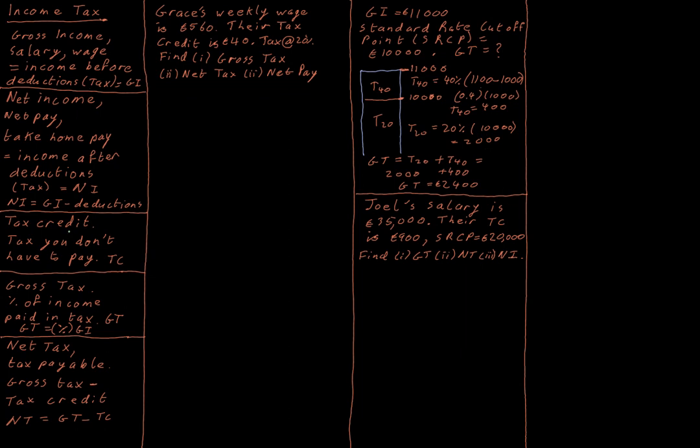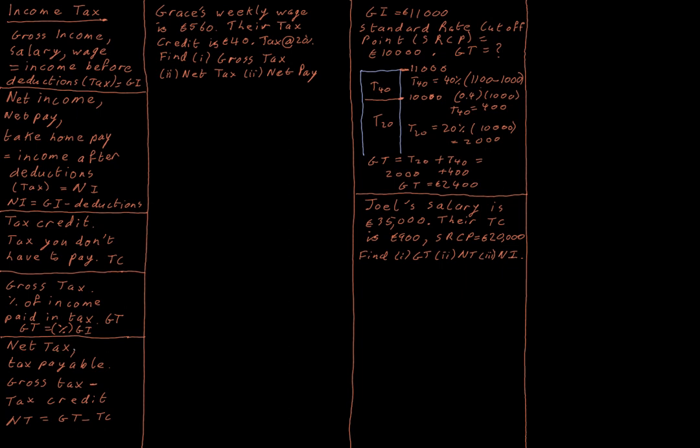Tax credit is part of calculating the deductions. It's tax that we figure out, the government tells us we don't have to pay. And then we have gross tax, which is the percentage of income, or a percentage that we are told to pay of our income in tax. So the gross tax is some percentage that we're given multiplied by the gross income. And later we'll see this can get a little bit more complicated, like we can see in this example here, but we'll get to that.